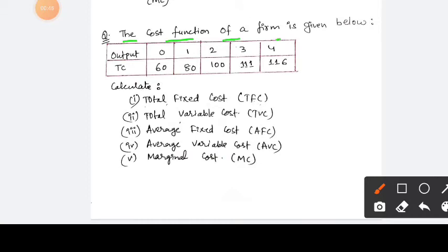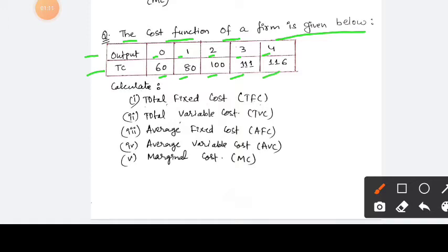The cost schedule of a firm is given below. So you are given output and total cost. When output was 0, total cost was 60. When output was 1, total cost was 80. When output was 2, total cost was 100. When output was 3, total cost was 111. When output was 4, our total cost was 116.